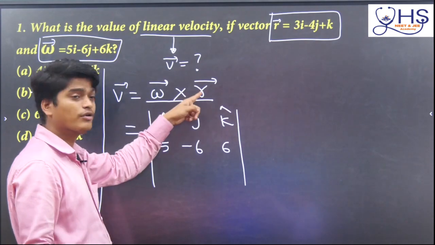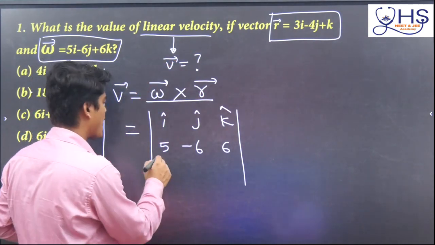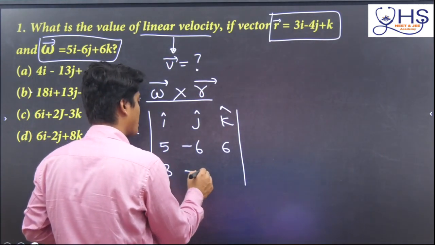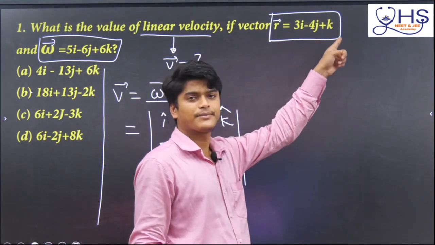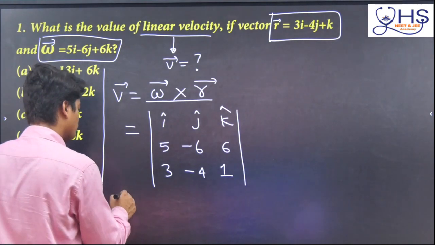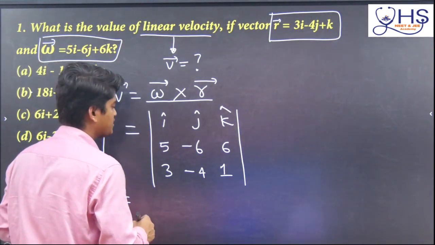Then second you have to go for r. So what is r given? R is 3 minus 4 and 1. So you take these coefficients, the i cap, j cap and k cap coefficients. Now do the calculation here. What calculation do you do?